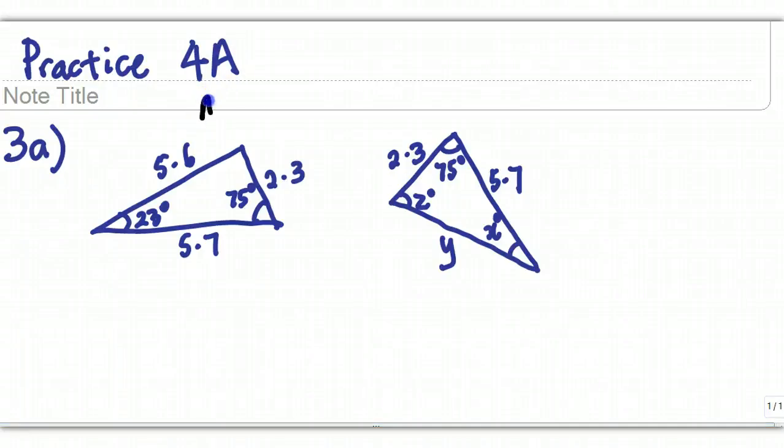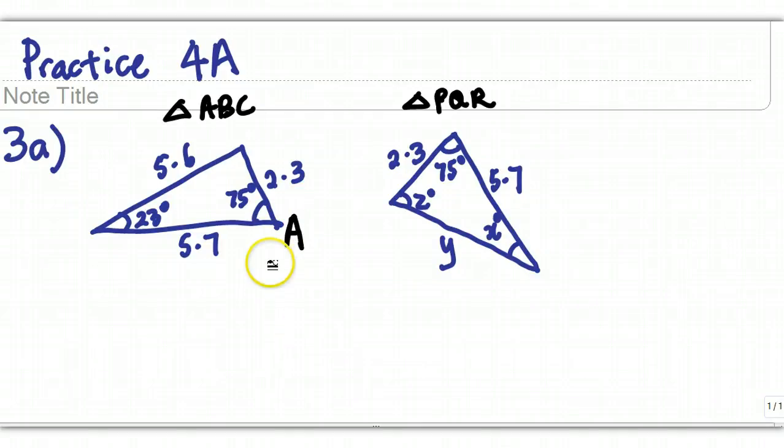Alright, let me call the first triangle ABC, and this triangle here triangle PQR, for instance. So the first thing we want to do is to try to find corresponding angles, because that will help us, and it's easier to find. So let's say I know this angle here is 75 degrees, so I call this vertex here A. Now, corresponding to A, I know is P. And if I look for 75 degrees in the next diagram, I realize it's here, so I label this corresponding point P.